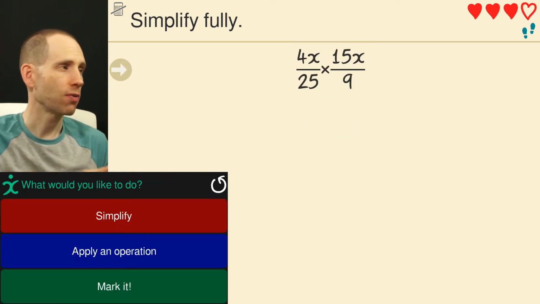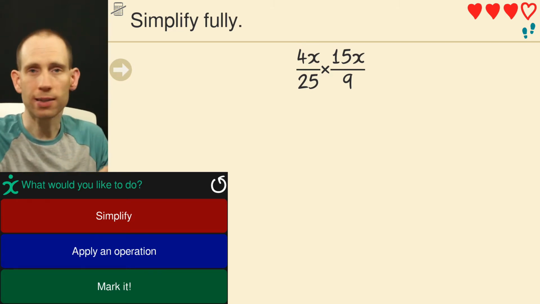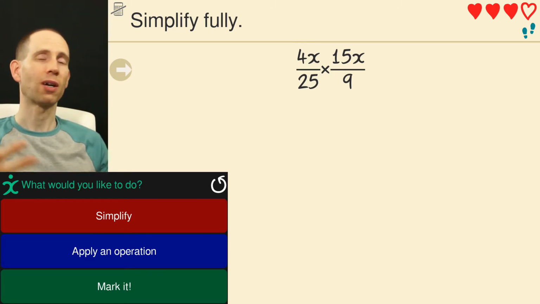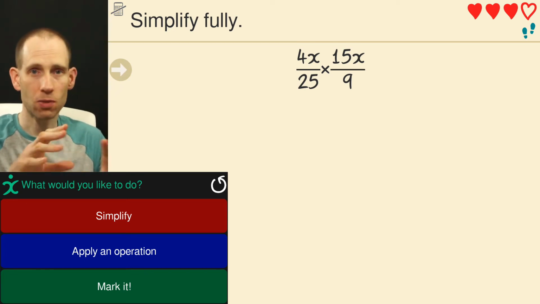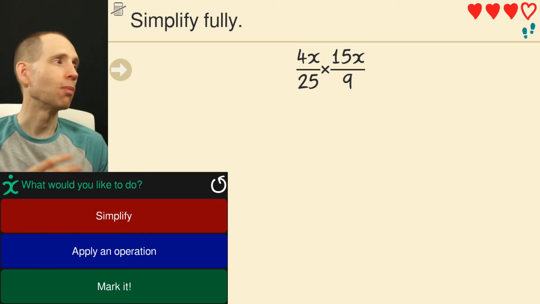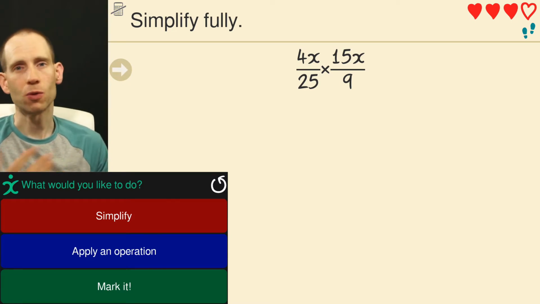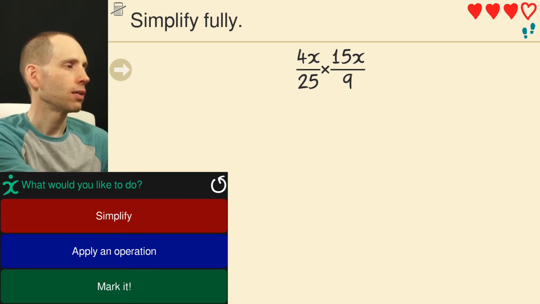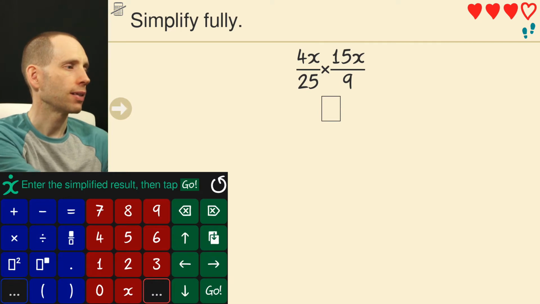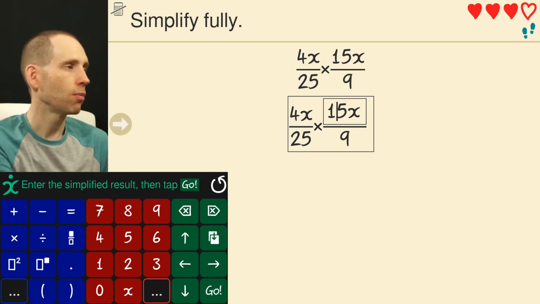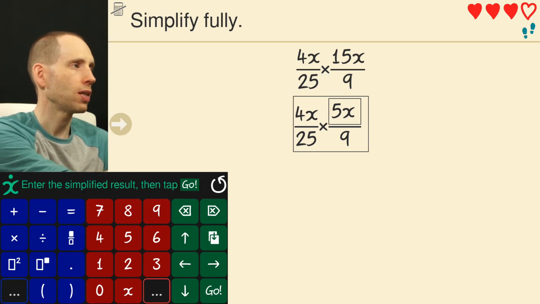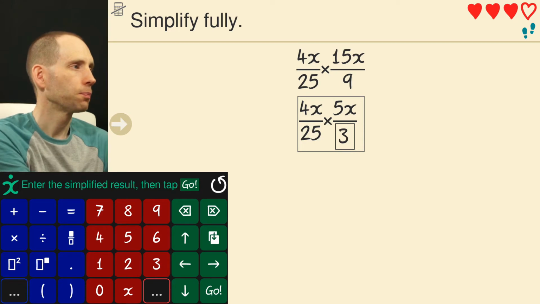So a fraction times a fraction, all those factors in the numerators are in one big numerator, all those factors in the denominator are in one big denominator. But I'm going to try and cancel down first before I start multiplying 9 by 25 or 4 by 15. So let's simplify that. Let's copy and paste that in. And I'm going to see what's going to cancel here. Well, 15 and 9 both are divisible by 3. So I'm going to do that.